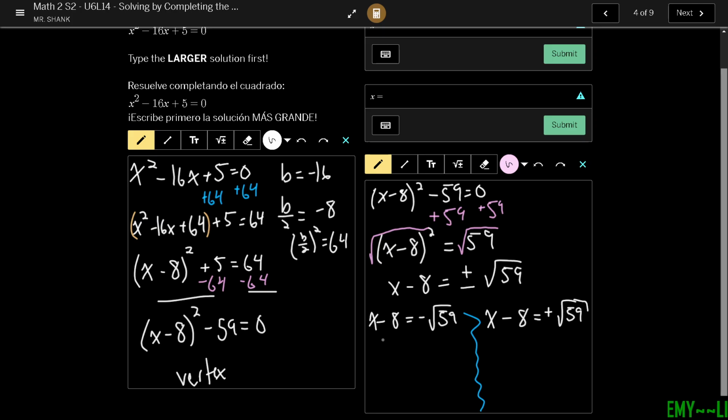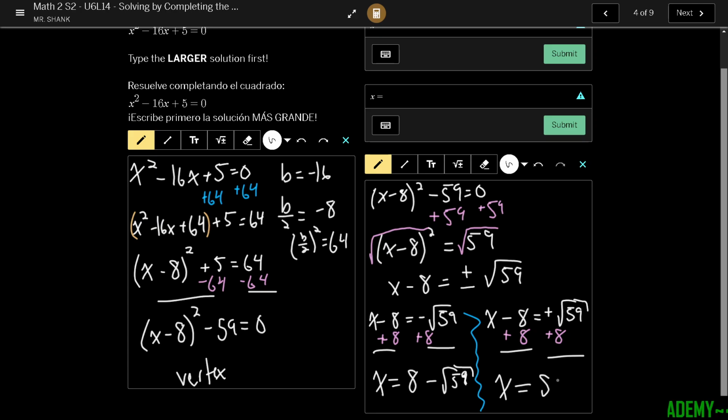Since it has minus 8, I'm going to do the opposite, so I'm going to add 8 to both sides. Again, keep it separate from that grouping symbol of that radical symbol, that square root symbol. So I'm going to add 8 to both sides, to all sides, I should say, since we have two of the similar equations. But I'm going to say x equals 8 minus square root 59, and then x equals 8 plus square root. Let me write that a little bit better.